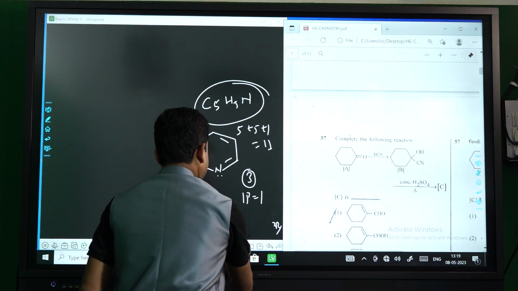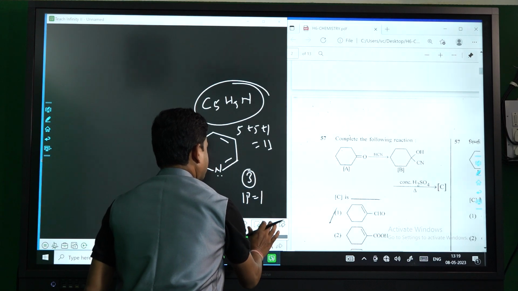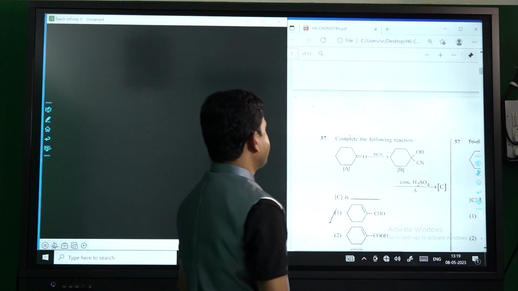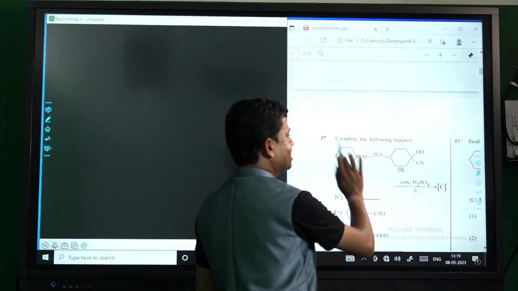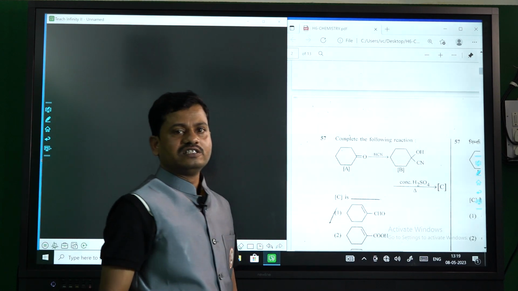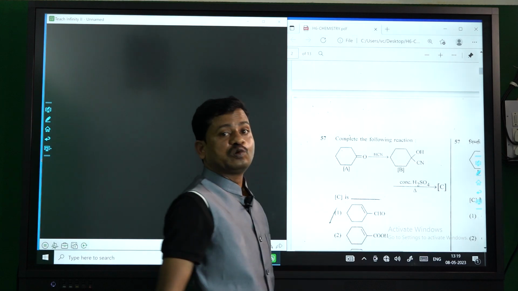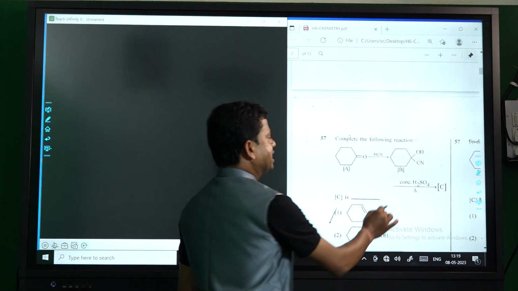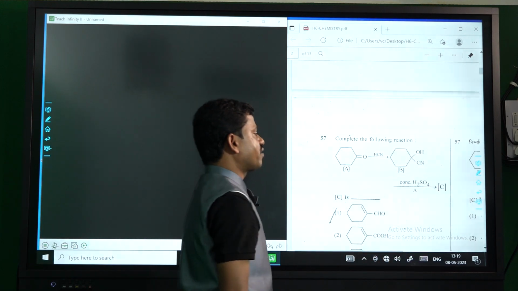Now come to question number 57. Complete the following reaction. Here is the ketone compound, and the ketone reacts with hydrogen cyanide. So this reaction belongs to the nucleophilic addition mechanism, and you will get the corresponding cyanohydrin.